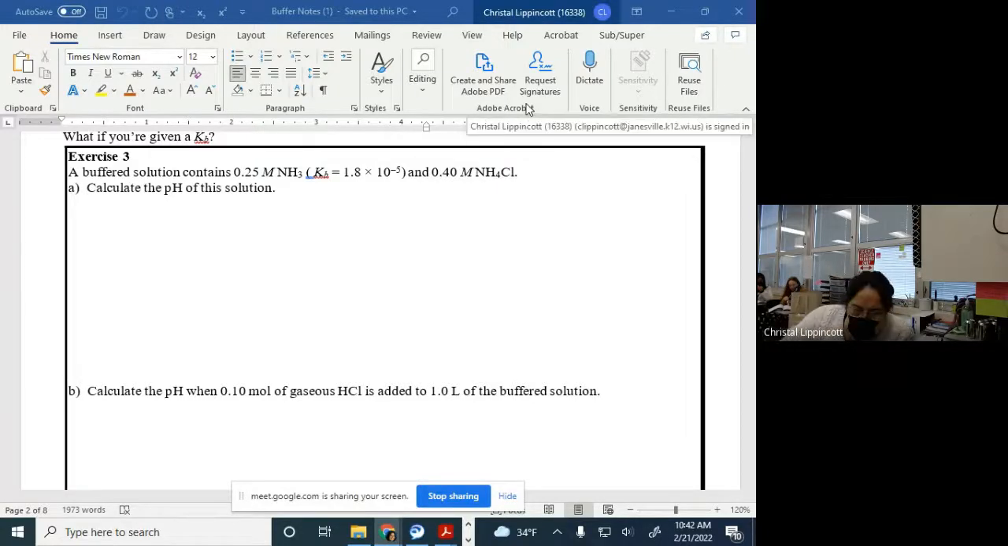Right, here we go. We have a buffered solution here. They gave us a Kb. They want us to calculate the pH. Okay.